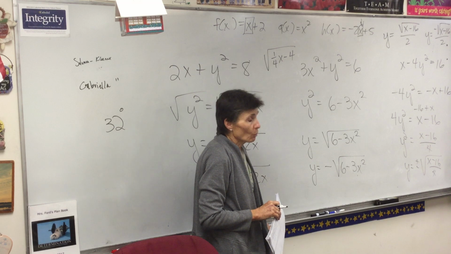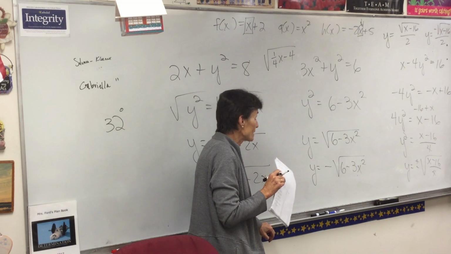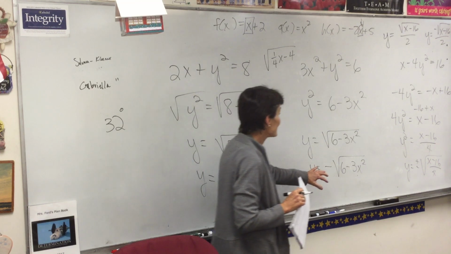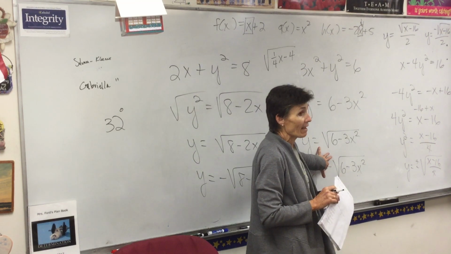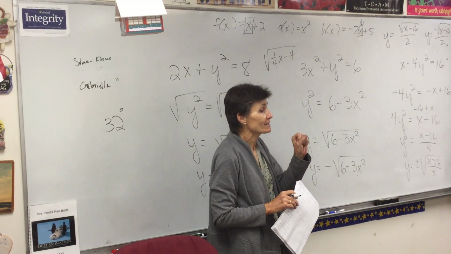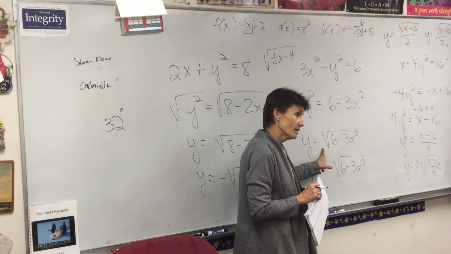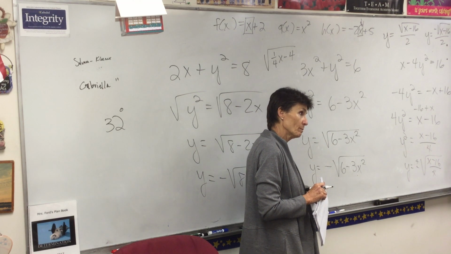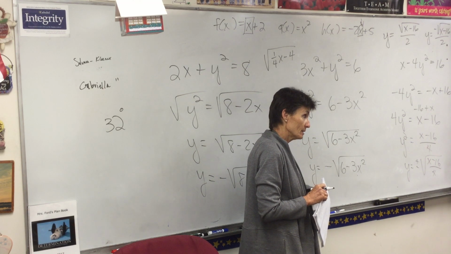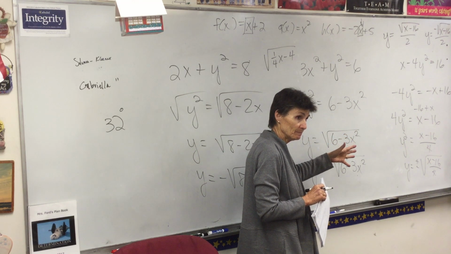Okay, so implicit functions, when the directions say what are the implicit functions, how many answers should you always have? 2. And those 2 answers should look exactly the same, except one will be a positive radical and one will be a negative radical. Otherwise, they should look exactly the same, right?